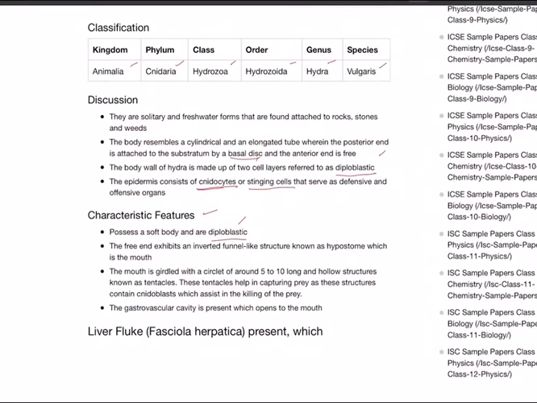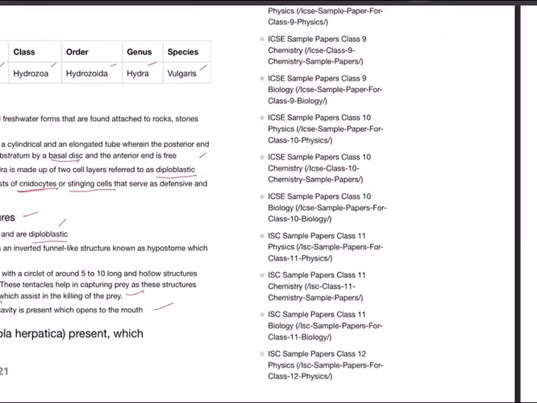The mouth is girdled with a circlet of around 5 to 10 long hollow structures known as tentacles. These tentacles help in capturing prey, as they contain nidoblasts, which assist in killing the prey. That's why Cnidaria. The gastrovascular cavity is present, which opens to the mouth. So if you can write this much, that's enough.